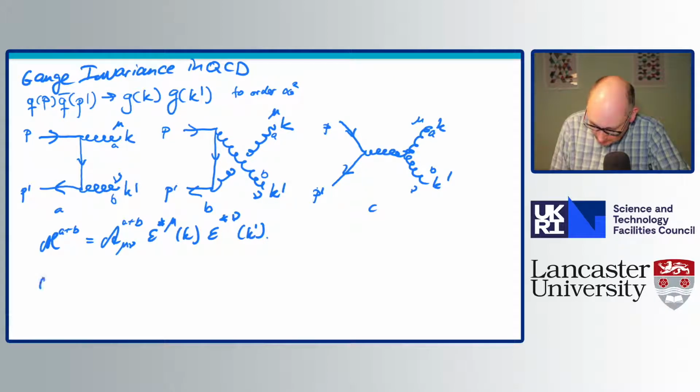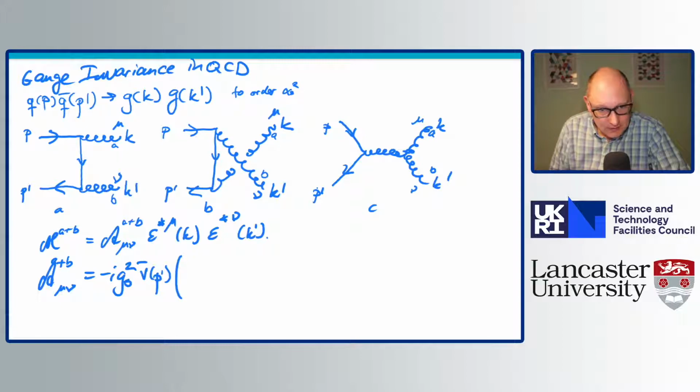And the amplitude for A plus B is, so we've got a minus i g_s squared. Then we start from the sharp end of the fermion line with a v bar of p prime, and then diagram A will give us a gamma nu. Of course, we will also have a T^B for this vertex, the new 3x3 matrices that we've introduced. Then we'll have the fermion propagator here. That's p slash minus k slash over (p minus k) squared. Let's forget the i epsilon prescription because we're just working at tree level where that has no effect. Then gamma mu.